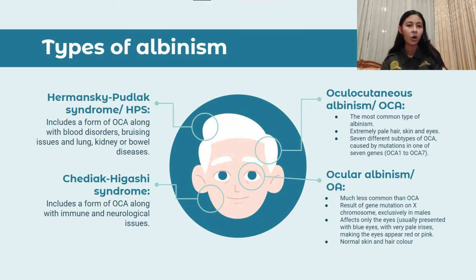The second one is OA, or ocular albinism, which is much less common than OCA. This is a result of a gene mutation on the X chromosome, occurring exclusively in males. OA affects only the eyes and presents with normal skin and hair color. The third one is Hermansky-Pudlak syndrome, or HPS, which includes a form of OCA along with blood disorders, bruising issues, and lung, kidney, or bowel diseases. And the last one is Chediak-Higashi syndrome, which includes a form of OCA along with immune and neurological issues. Those are the 4 types of albinism.